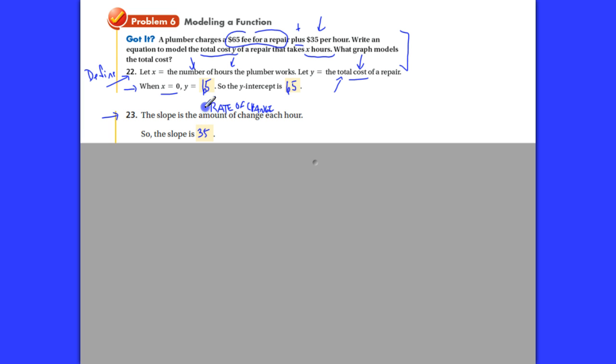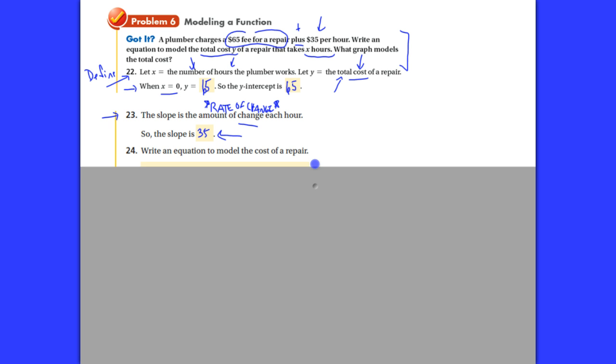So try to catch how this phrase rate of change is connected to the problem. And if that makes sense to you, this will get a little bit easier for you, because as the hours increase, the cost increases $35 every hour. That is the amount of change, the rate of change. That is the slope, which we really emphasized in the previous videos.